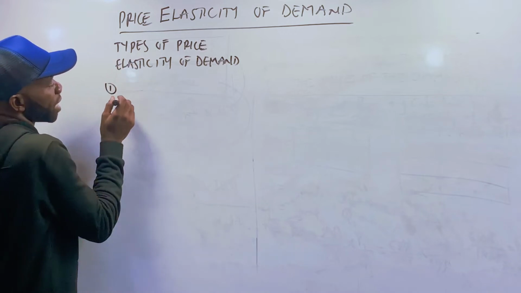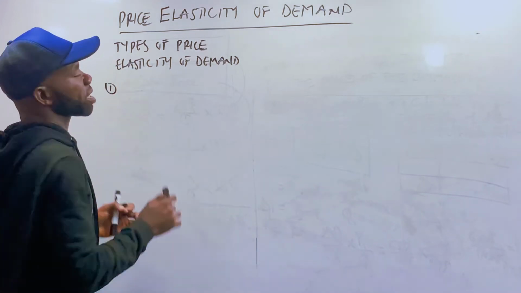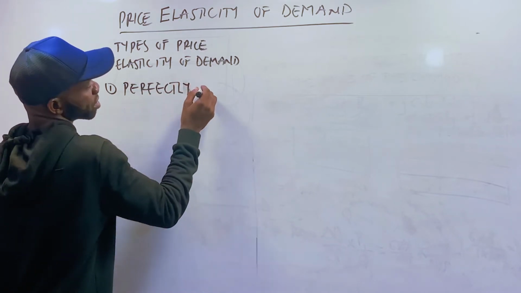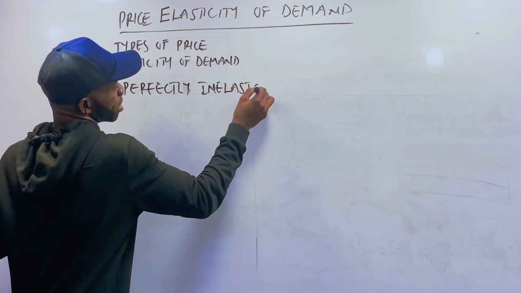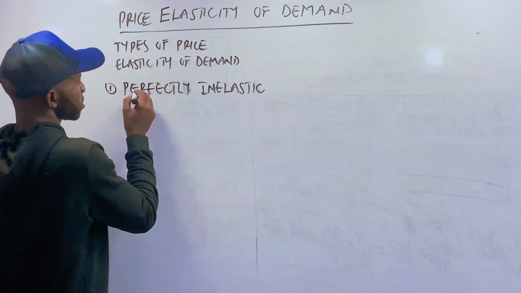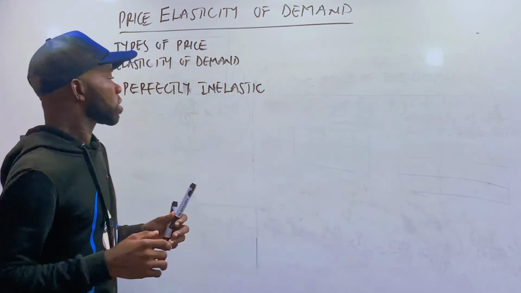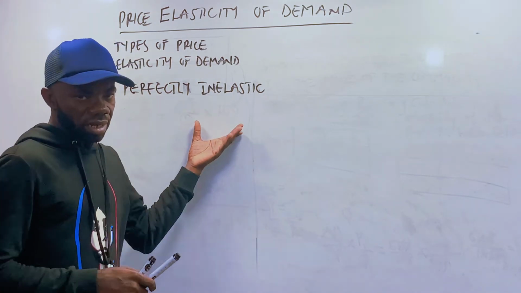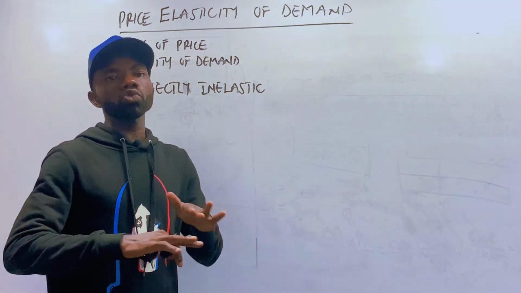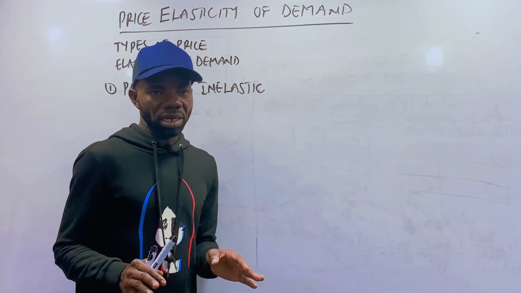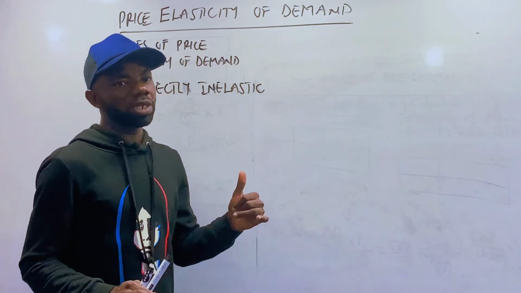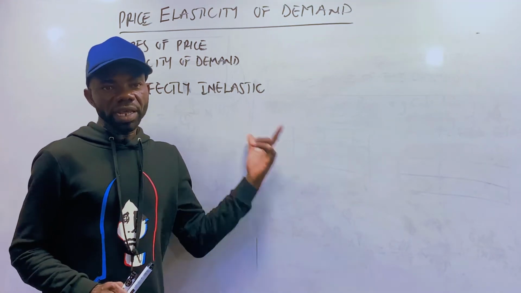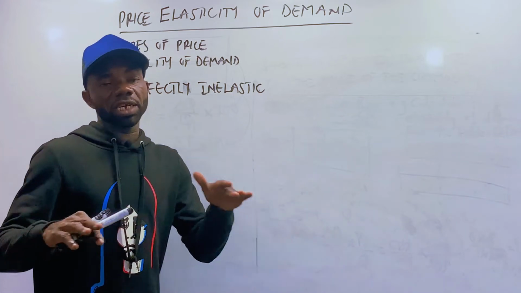The first one that we're going to consider is perfectly inelastic demand. So perfectly inelastic, take note, perfectly inelastic. So we might not have too much space to write because I'm more interested in the diagram. So we say perfectly inelastic. Demand is said to be perfectly inelastic when a change in price leads to no change in quantity demanded. I'll take that again. Demand is said to be perfectly inelastic when a change in price leads to no change in quantity demanded.